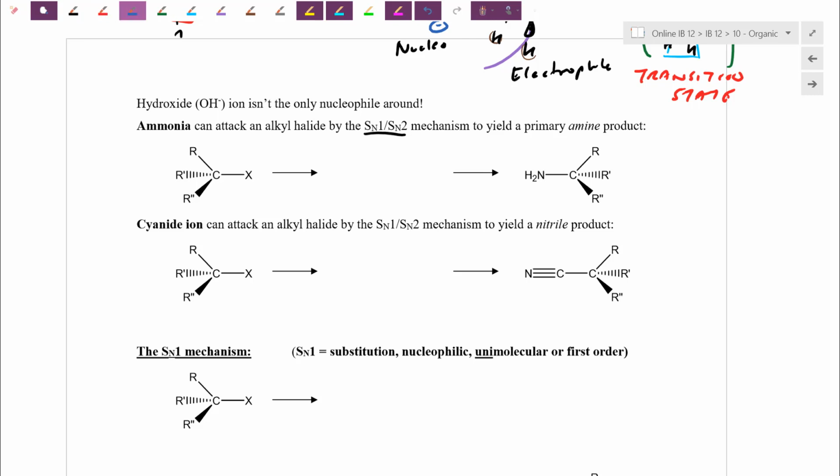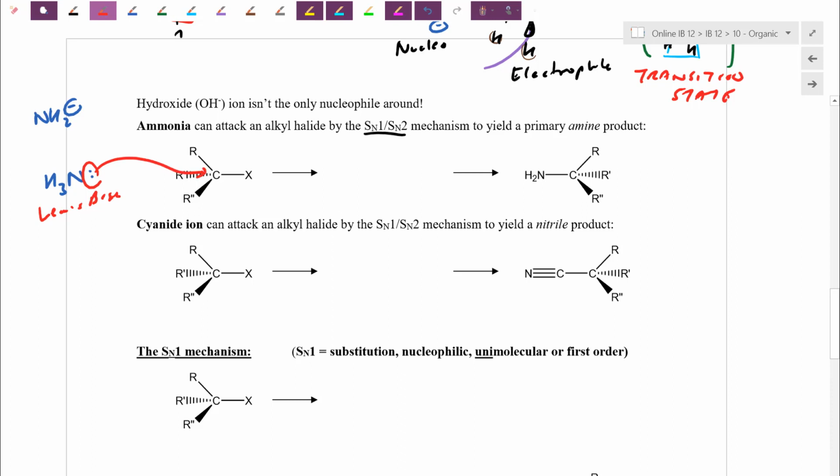Ammonia is my neutral molecule here. It could even be an amine. An amine here is a strong base, but here they're actually just looking at ammonia. I'm just going to write it NH3 like this. So therefore you can see, ammonia has an electron pair that I can donate. That actually makes it a Lewis base, if you remember from our acid-base chapter.